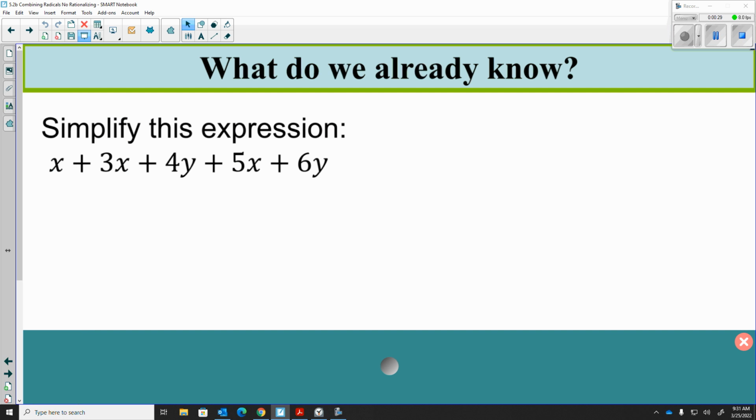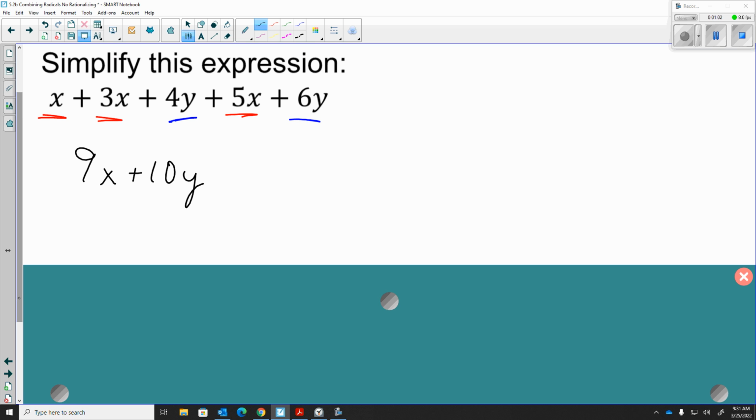If you had that, throw back to Algebra 1, and I told you to simplify that, what would you do? So combine like terms, perhaps. So you got x's, you got y's, you put all those together, right? So that's 4x, that's 9x, and that's 10y. Yes? We know how to do this, right?